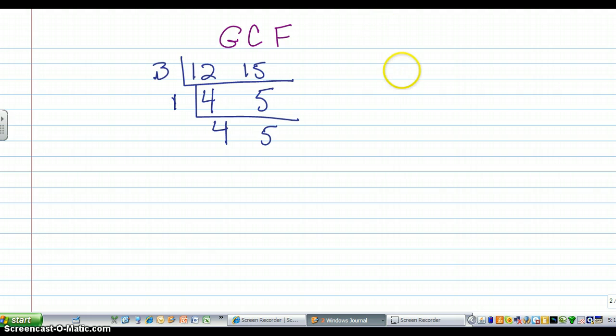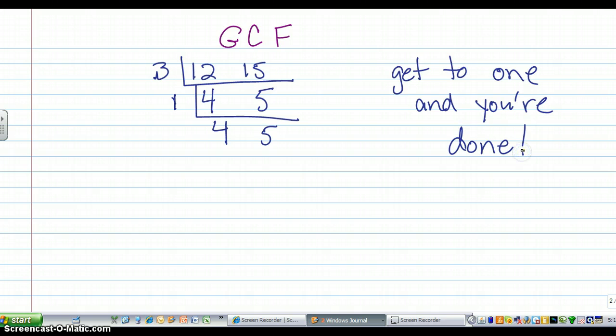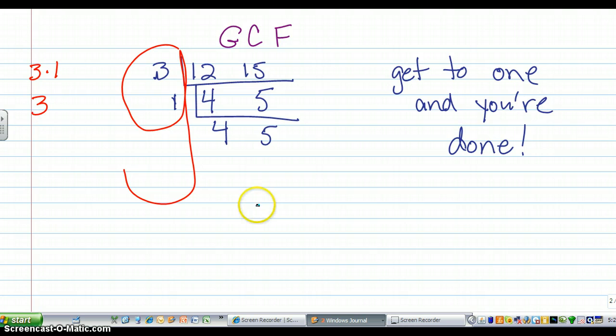You can even write that: get to 1 and you're done. So what do we do now? How do we figure out what the GCF is? Well, for greatest common factor, you make a big G, and you're just going to take the numbers that are on the outside here, not these guys, because they don't fit into the G. And then whatever is inside this little G spot, you multiply those two together. So 3 times 1. What's 3 times 1? The answer is 3. So the greatest common factor for 12 and 15 is 3.